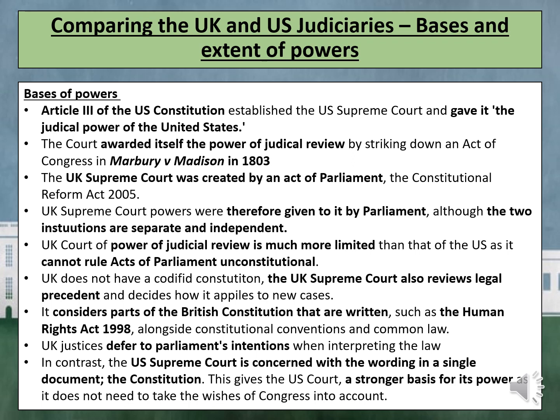The UK does not have a codified constitution. The UK Supreme Court also reviews legal precedent and decides how to apply it to new cases. It considers parts of the British Constitution that are written, such as the Human Rights Act of 1998, alongside constitutional conventions and common law. UK justices defer to Parliament's intentions when interpreting the law.